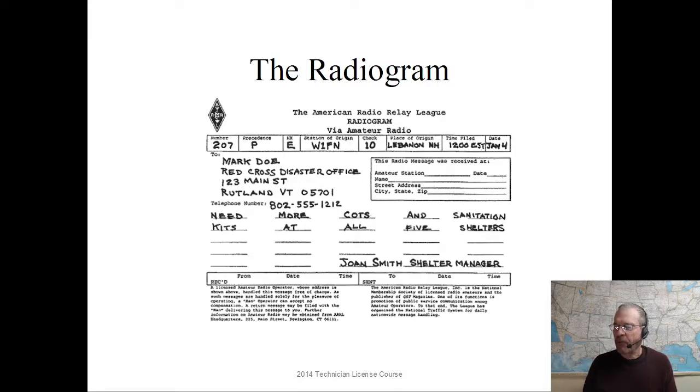And then after the main body of the message, there's Joan Smith, Shelter Manager. That's the signature. And the signature does not count toward the check of 10 words. So it's only the basic body of the message. And that's a simple radiogram. Just get the basics in there and you'll do okay with this. It's not rocket science, but you do need to practice.